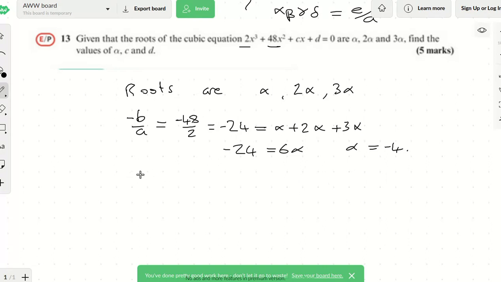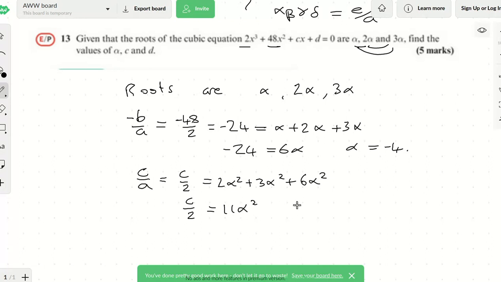I also know that c over a, just to make it a bit more clear what I'm doing, equals c over 2 in this case. And that's going to be equal to, now these are the product pairs, that one times that one, 2 alpha squared, plus that one times that one, 3 alpha squared, plus that one times that one, 6 alpha squared. So c over 2 equals, by the look of it, 11 alpha squared, is that?